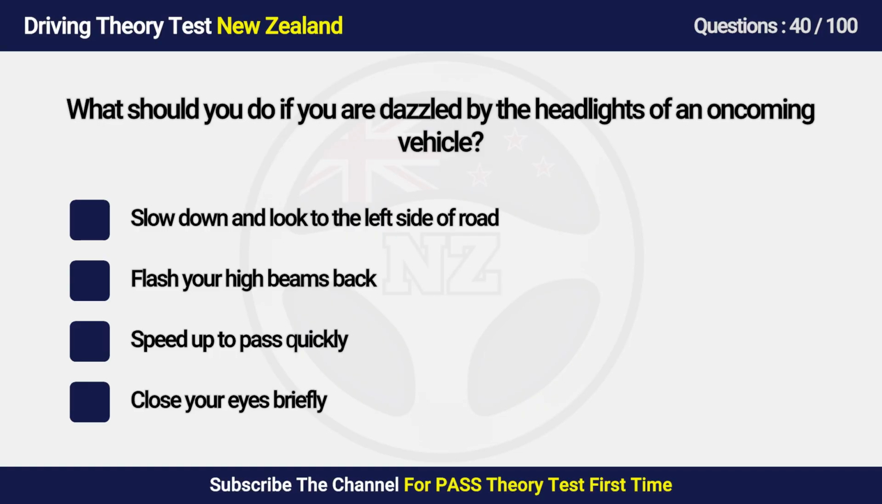A. Slow down and look to the left side of road. B. Flash your high beams back. C. Speed up to pass quickly. D. Close your eyes briefly.